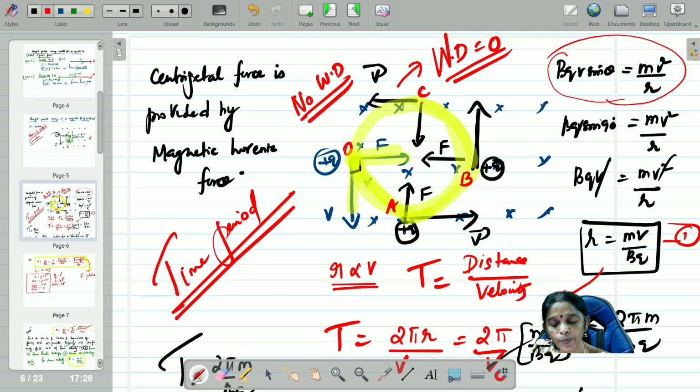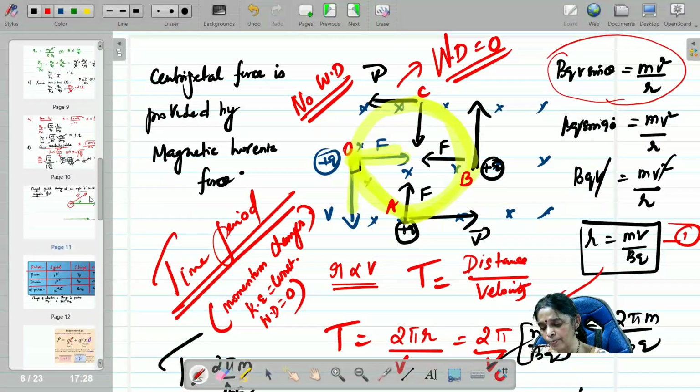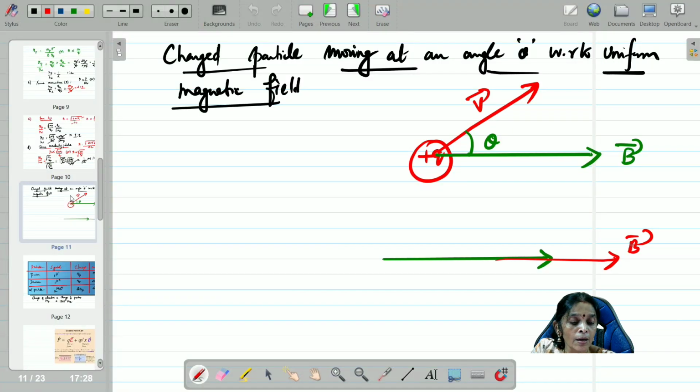One more question will be asked. Does speed change? No. But does velocity change? Yes. Therefore, its momentum changes. Keep that in mind. I'm giving a lot of insights here. But even though momentum changes, kinetic energy remains constant. Why? Because work done is equal to zero.